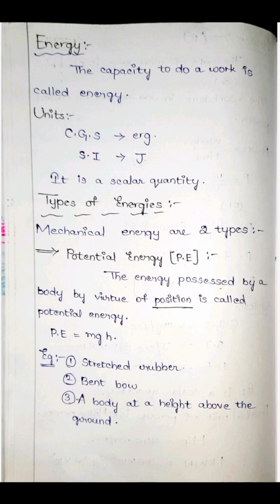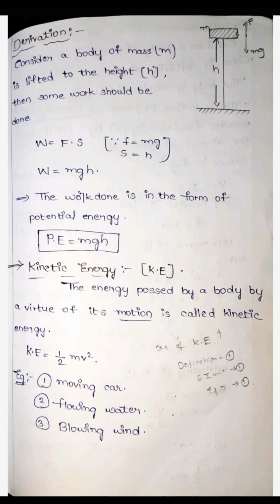Potential energy is defined as the energy possessed by a body by virtue of its position. This means the energy that depends on its position is called potential energy. PE equals mgh. This is the formula for potential energy. Examples: stretched rubber, bent bow, a body at a height above the ground. This is all about potential energy, and now we go to the derivation of the formula.